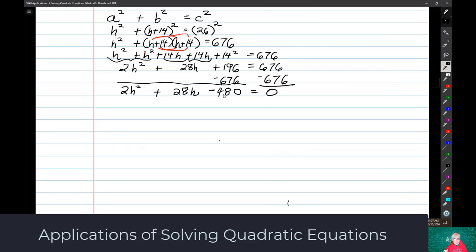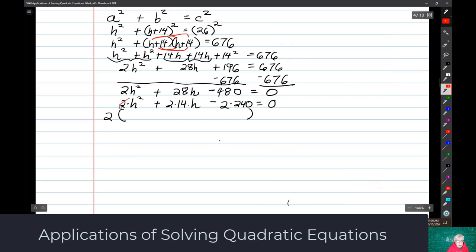Now you always want to factor by a GCF when you can. This is 2 times h squared plus 2 times 14 times h minus 2 times 240 equals 0. So I'm going to pull out my common factor of 2 and then write open parentheses for the leftovers. Just to make sure that I don't write it twice, I'm going to mark out the 2 up here so that I can clearly see the leftovers. I'll have h squared plus 14h minus 240 equals 0.